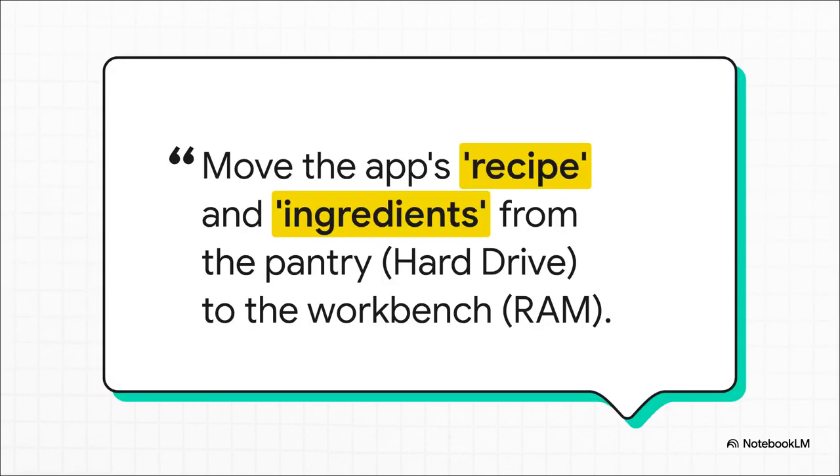Okay, let's bring this back to your computer. When you click on an icon, let's say Photoshop, your computer basically tells the chef, hey, time to get to work. So the first thing that happens is the recipe and all the ingredients for Photoshop get pulled from the pantry, your hard drive, and laid out neatly on the workbench, your RAM. And from that point on, your CPU can just fly because everything it needs is literally at its fingertips.